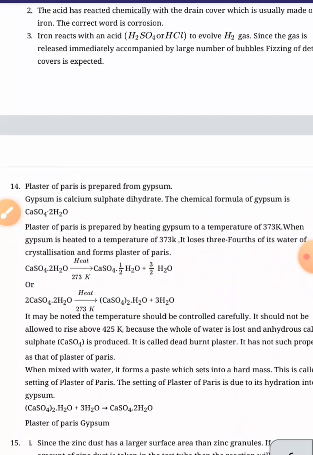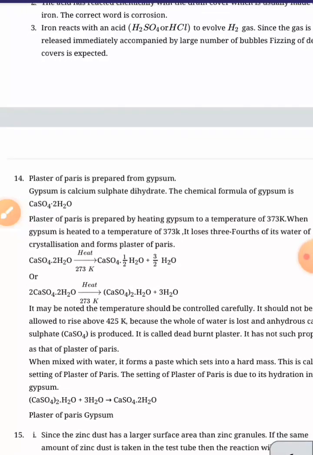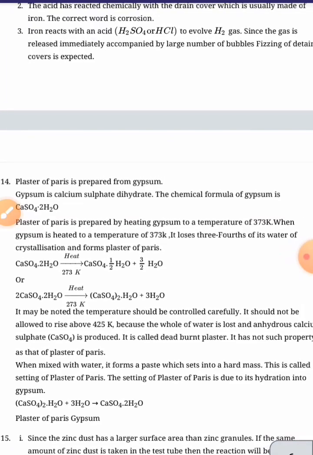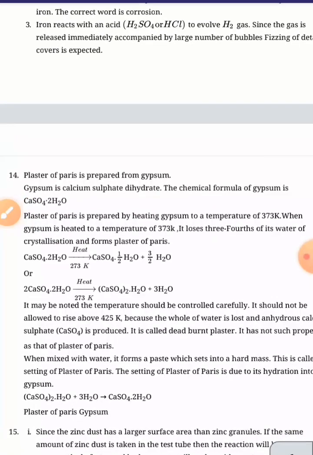Plaster of Paris is prepared from gypsum. Gypsum is calcium sulfate dihydrate. The chemical formula of gypsum is CaSO4·2H2O. Plaster of Paris is prepared by heating gypsum to a temperature of 373 Kelvin. When the gypsum is heated to 373 Kelvin, it loses three-fourths of its water of crystallization and forms plaster of Paris.